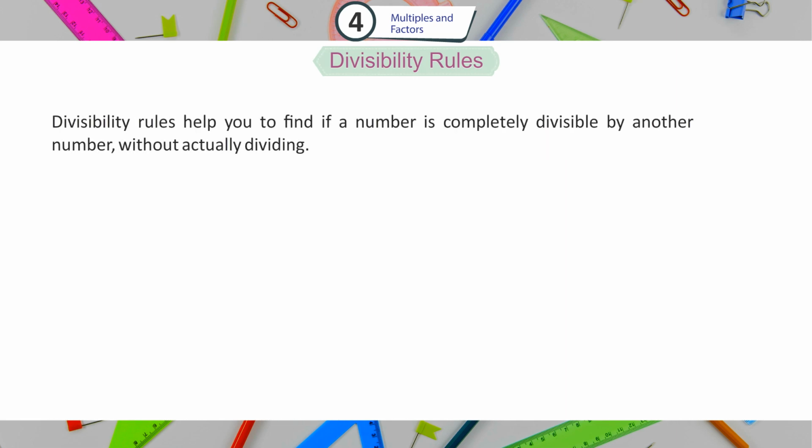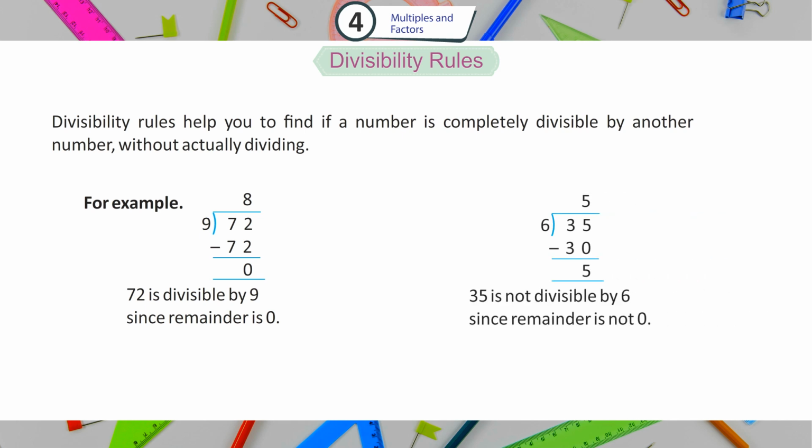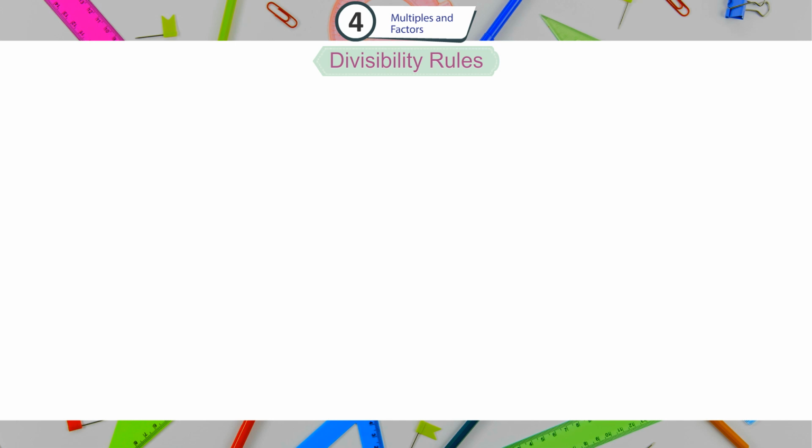Divisibility rules. Divisibility rules help you to find if a number is completely divisible by another number without actually dividing. For example, 72 is divisible by 9 since remainder is 0. 35 is not divisible by 6 since remainder is not 0.